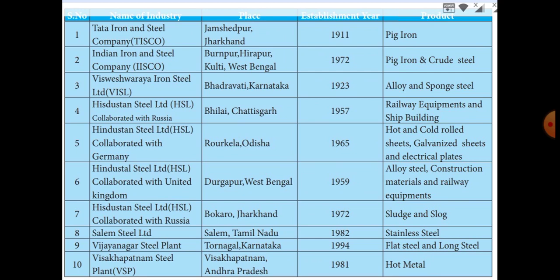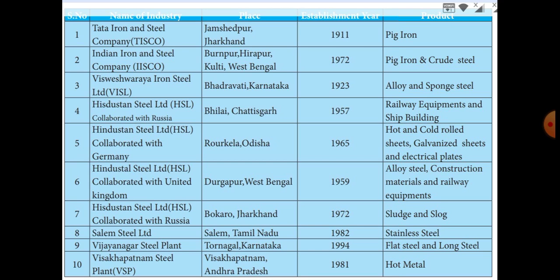Secondly, the Indian Iron and Steel Company. These companies are situated at Burnpur, Hirapur, Kulti, in West Bengal. This company was set up in the year 1972. Through these industries, pig iron and crude steel were produced.